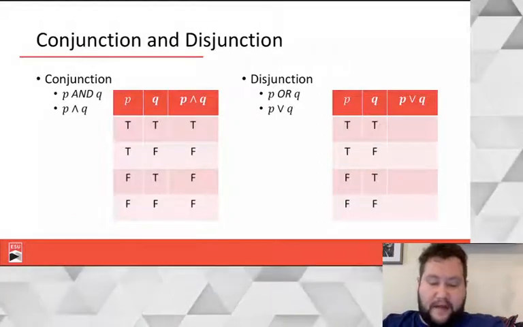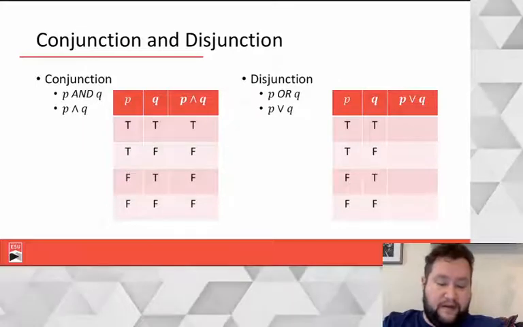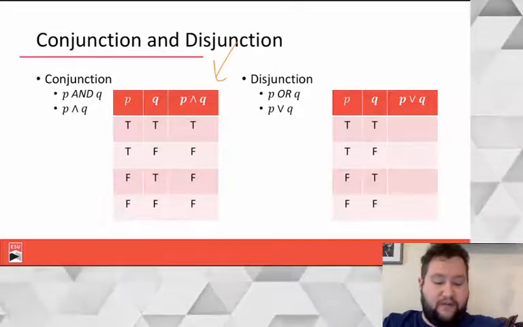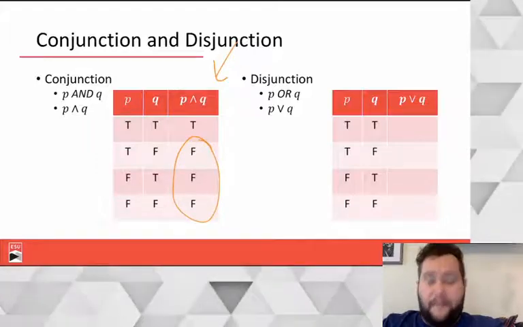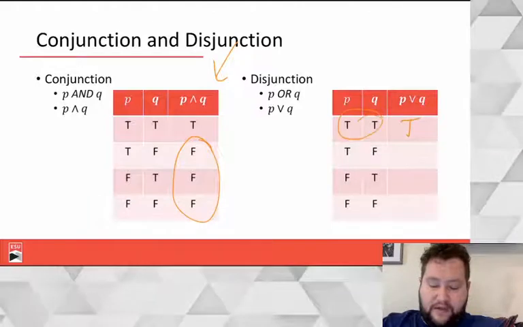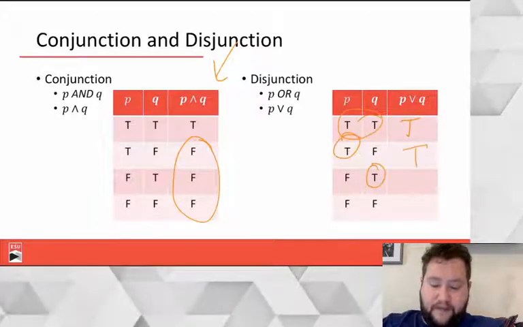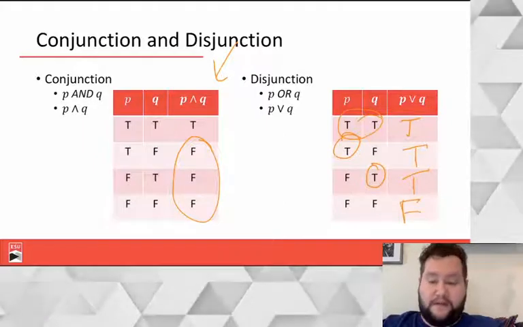And so I had my nice neat typed version there. I'll look at the conjunction side first. If they're both true, it's true, but otherwise it's false. And then over here, if one or the other is true, P or Q is true, but if they're both false, it's false.